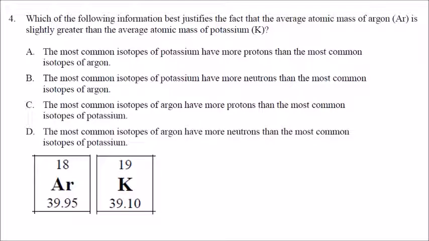So we can eliminate choice C because argon should have fewer protons than potassium. We can eliminate choices A and B because even though potassium does have more protons, that doesn't explain why it actually weighs less. So we're looking for a reason why argon weighs a little bit more. Correct answer is D. The most common isotopes of argon must have more neutrons than the most common isotopes of potassium.